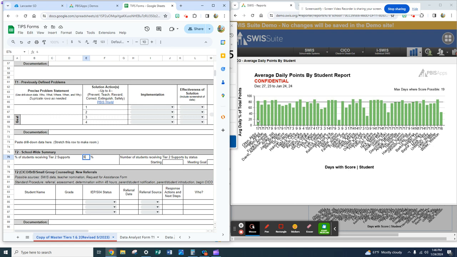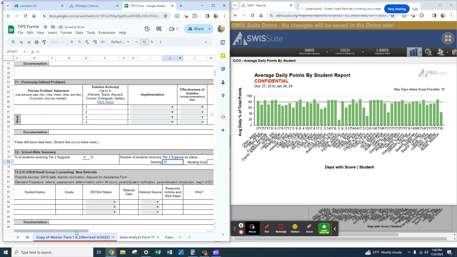Okay, how many students are just starting? So I want to look at this graph and count the students that have less than 10 days. So 1, 2, 3, 4, 5, 6. I'm not going to bore you with all the counting. Let's just say it's 12 students.